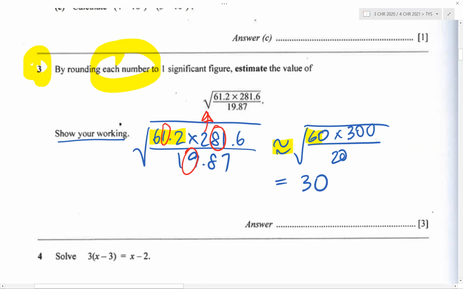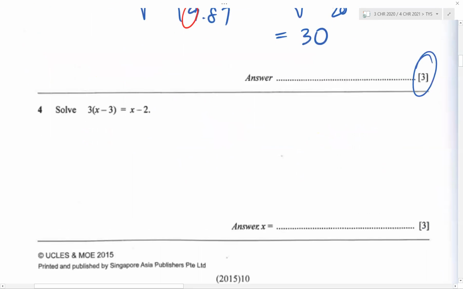So think about it, 3 marks, good deal or not? Very good deal. You better be able to score. Okay, solve the algebra. 3 times x minus 3.